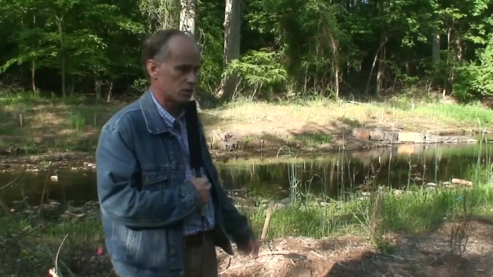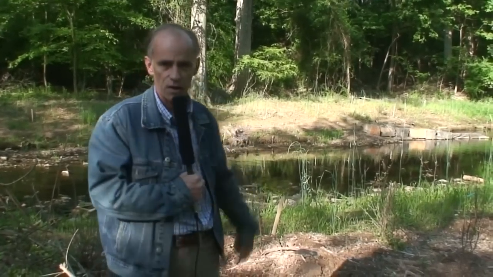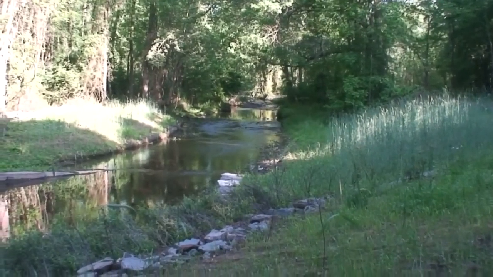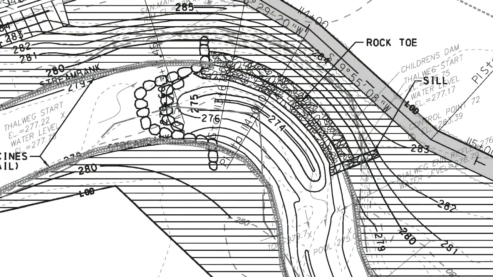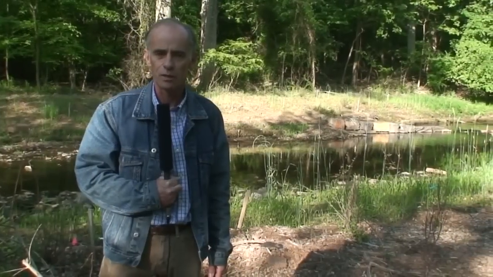So we took that bridge out and then installed the structure that you can see. It's called a cross vein. And what it does is push the water flow into the middle of the creek so it stops eroding the stream banks. And this, of course, reduces sediment in the creek.